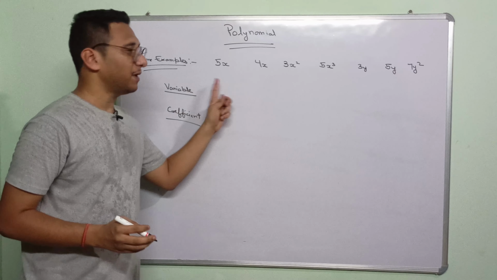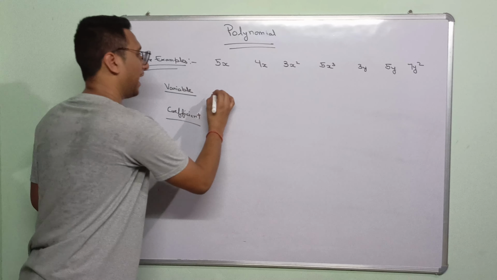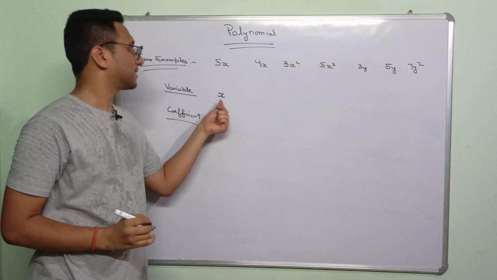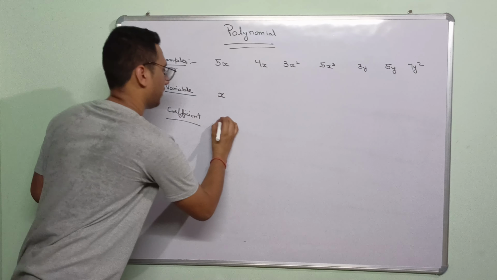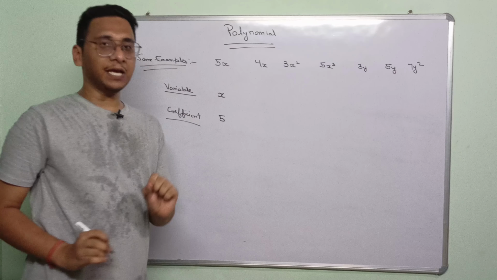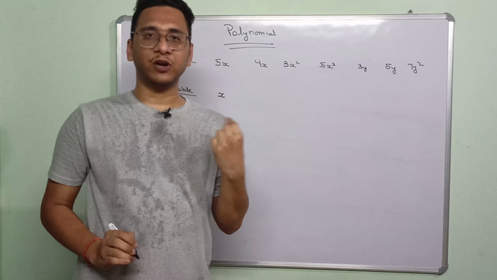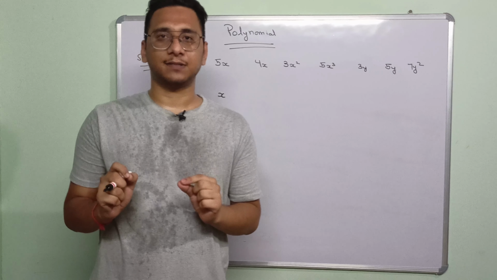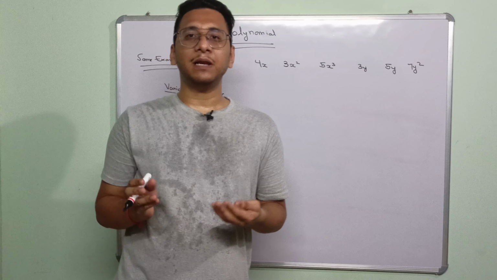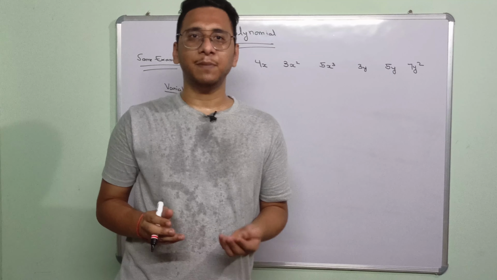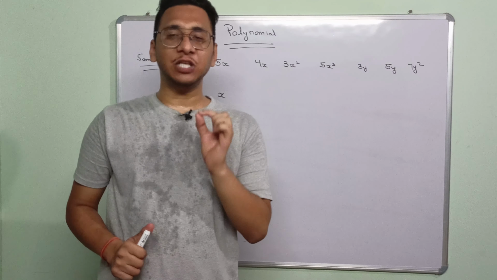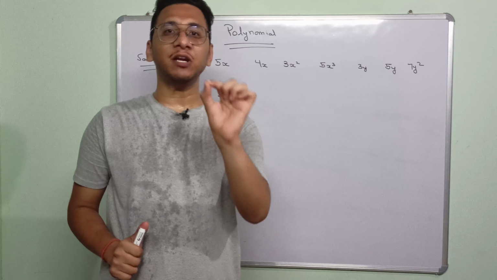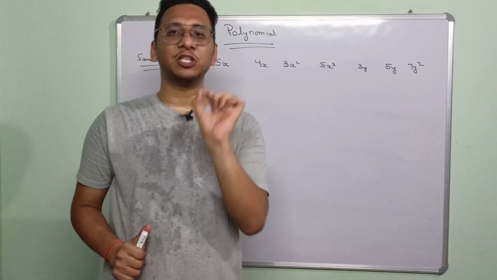See the first example, 5x. Here the variable is x and the coefficient of the variable x in this term is 5. See, whenever we are writing the coefficient, we relate it to the variable x. Maybe the variable is different in other examples. We can't say this is the coefficient in this term. We always say coefficient of this variable in this term.